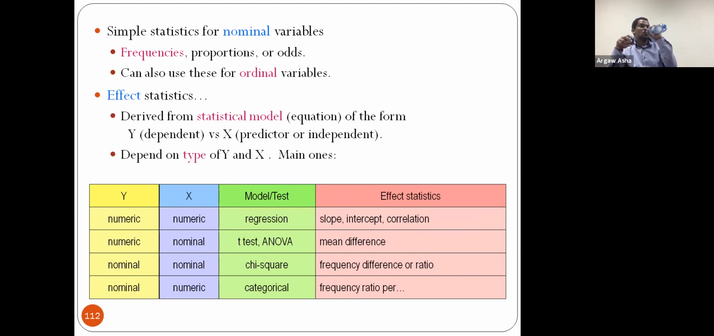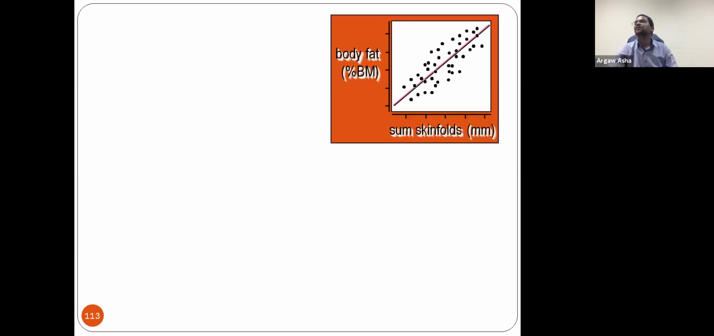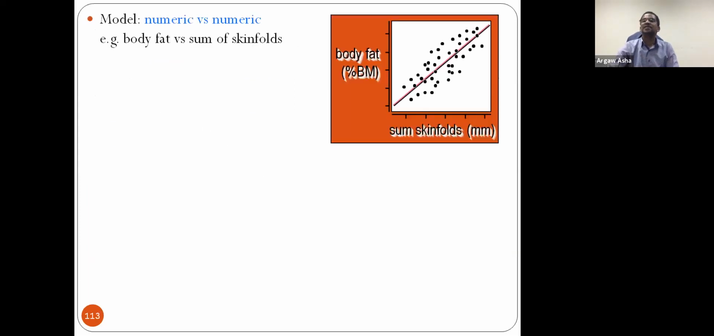Please go through this table for your clarification, okay? As an example, if it is numeric versus numeric, for instance, in the vertical axis we have body part, and on the horizontal axis we have sum of skin folds, okay?